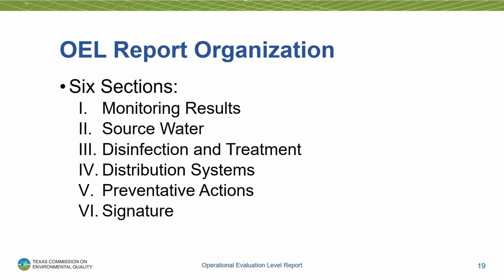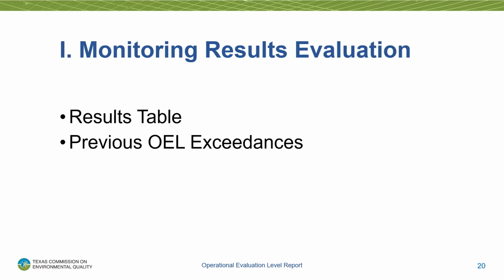So we'll talk now about the organization of the OER. This is kind of the meat and bones of what I'm looking for and what the report looks like. There are 6 sections listed here. The first one is, of course, monitoring results. That one's going to be the most important resource that you're going to need.